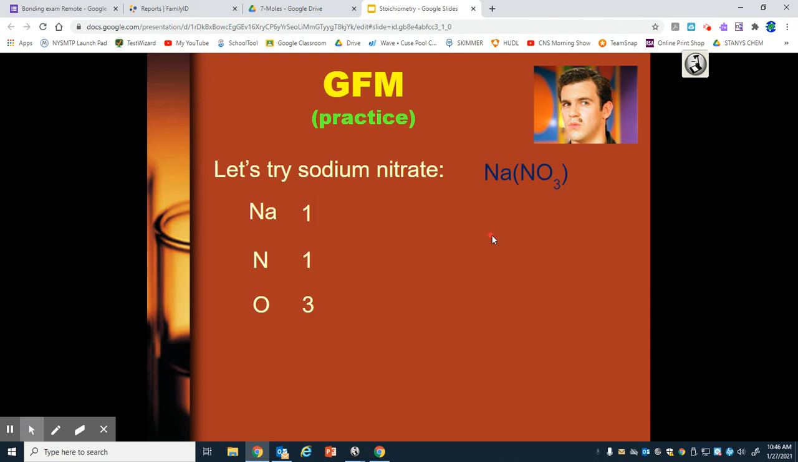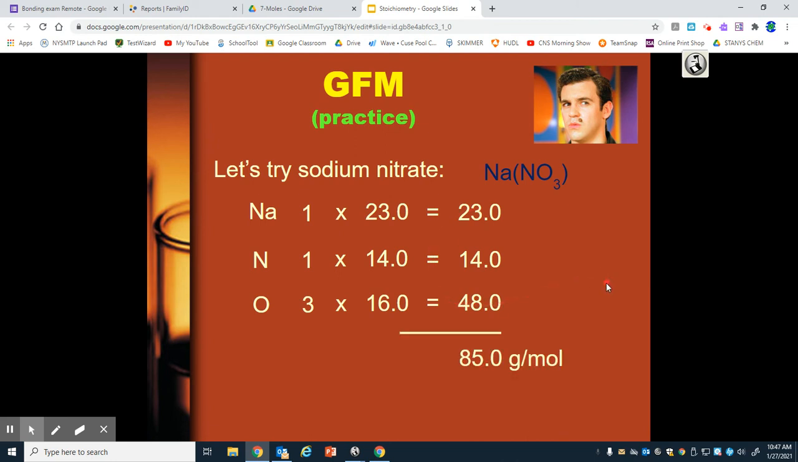This is where you're going to want your periodic table there with you all the time. All right, sodium, when you look up, rounded correctly is 23.0. Nitrogen, when you look it up, rounded correctly is 14.0. And oxygen, hopefully you know by now, is 16.0. All right, so now do not add this column up because we haven't taken care of how many atoms we have. So 1 times 23 is 23, 1 times 14 is 14, 3 times 16 is 48, and now we add them up. When you add them up, you get 85 grams per mole.